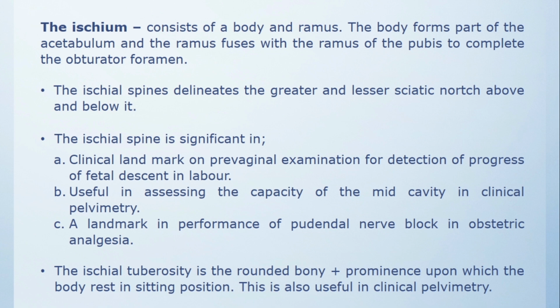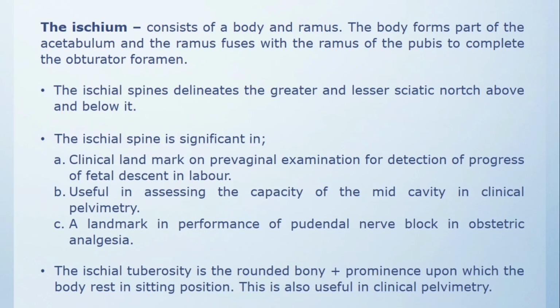So, three things are important. The ischial spine is significant in three respects: in determining the level of descent in labor, in assessing the capacity of the mid-cavity in clinical pelvimetry, and it's also important in the performance of pudendal nerve block in obstetric anesthesia.